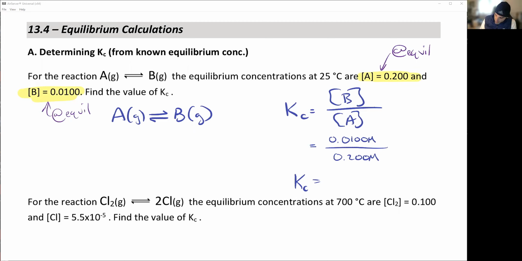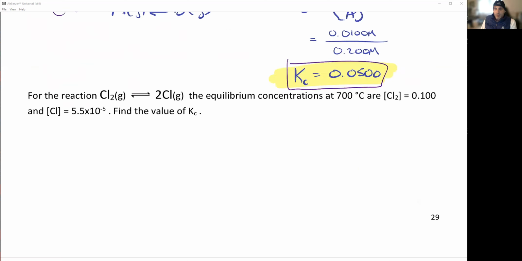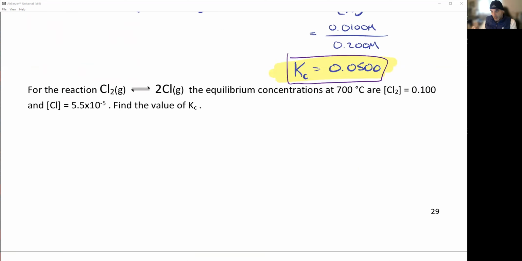So from known equilibrium concentrations, 0.01 divided by 0.2 gives me 0.0500. Oh, not molar, sorry. There is no unit. This should be unitless. And that's what we get. There's our answer. Our Kc is equal to 0.0500. That's it. That's my Kc. Fantastic. So your charge is to do this: new reaction, write the Kc, substitute those values in, and solve for the value of Kc.